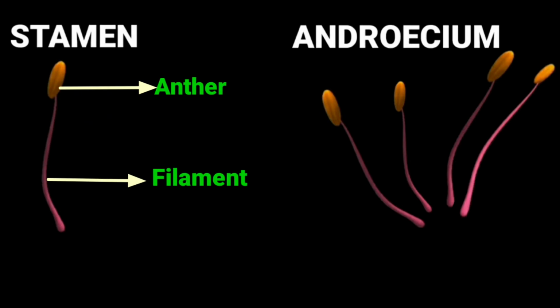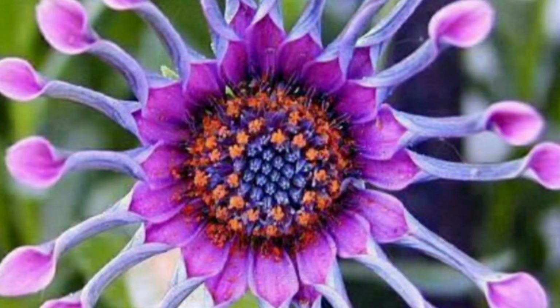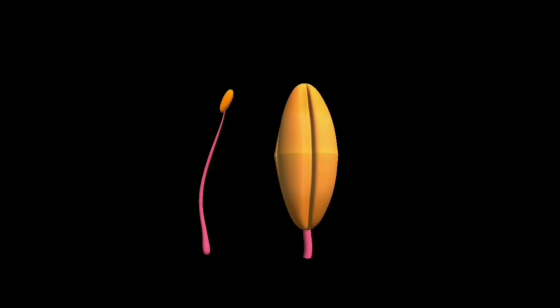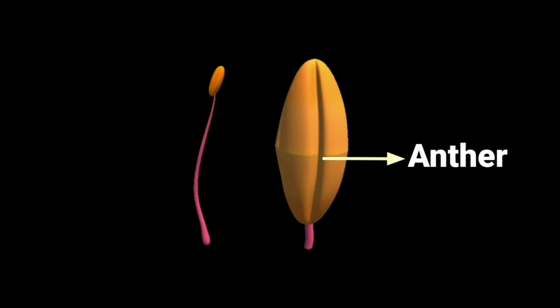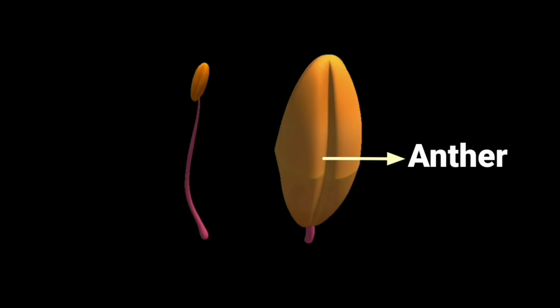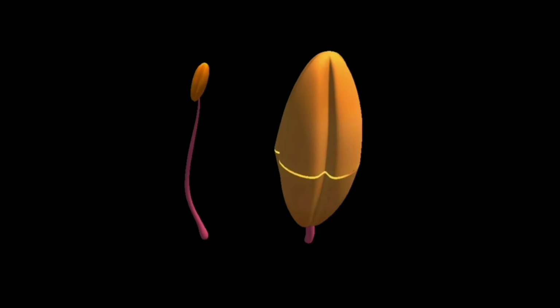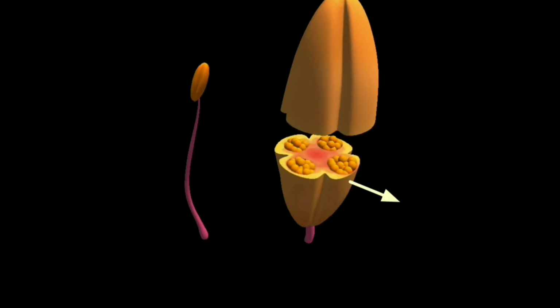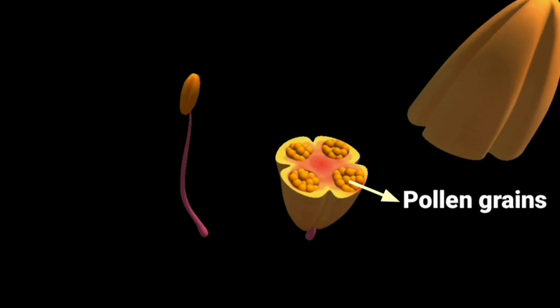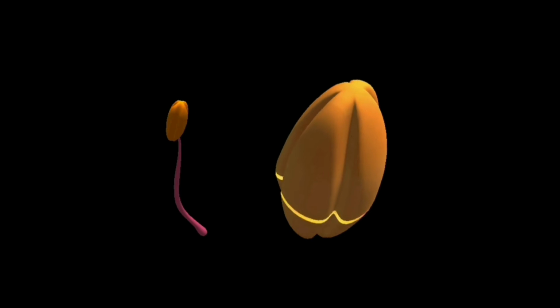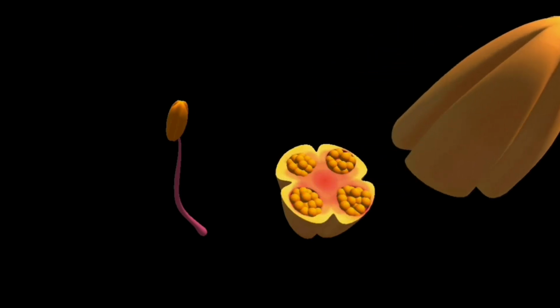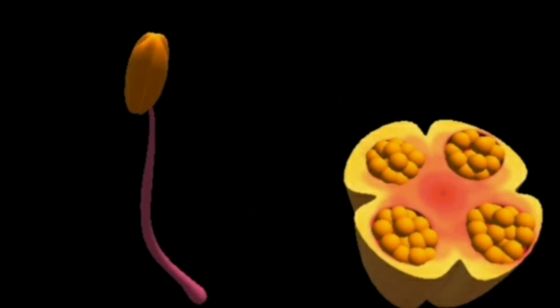Each stamen consists of a thread-like filament and a bilobed anther. Each lobe has two pollen sacs. Within the pollen sacs are contained pollen grains. When fully matured, the pollen sacs rupture and liberate pollen grains. The pollen grains are generally powdery particles of different shapes and sizes.